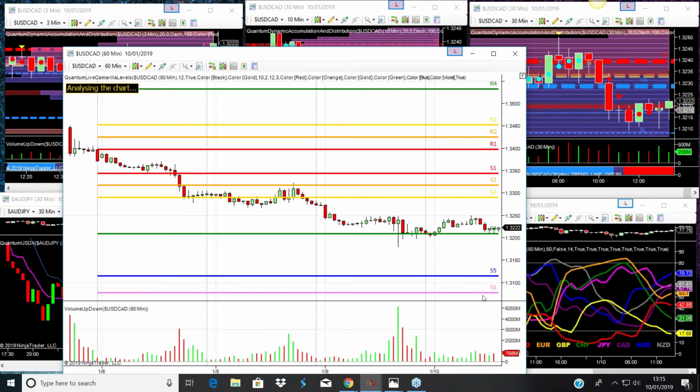So the way to use the Camarilla is 2 ways. First of all, look at it in terms of potential target area for an opportunity. And this is a classic example where we're moving to S5, S6. So that's delivering however many pips it's delivering.